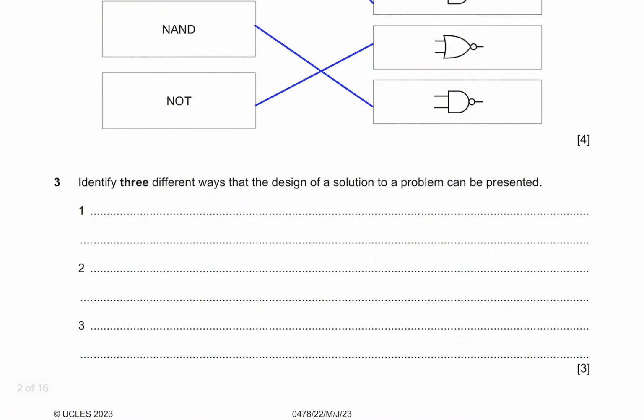The next question. Identify 3 different ways that the design of a solution to a problem can be presented. How can you do this? How can you say that 3 different ways can design a solution to a problem?